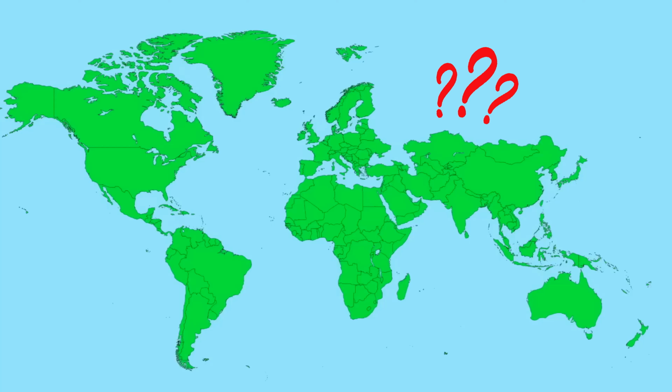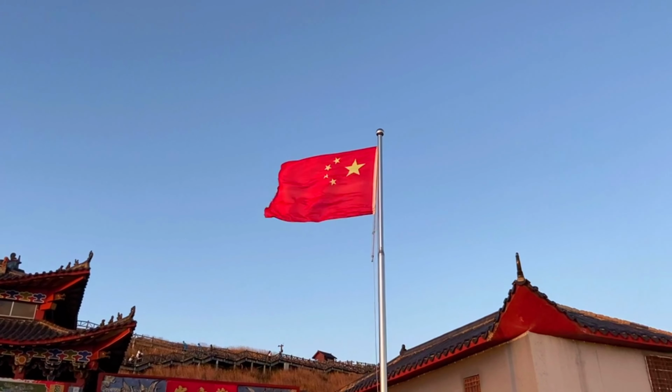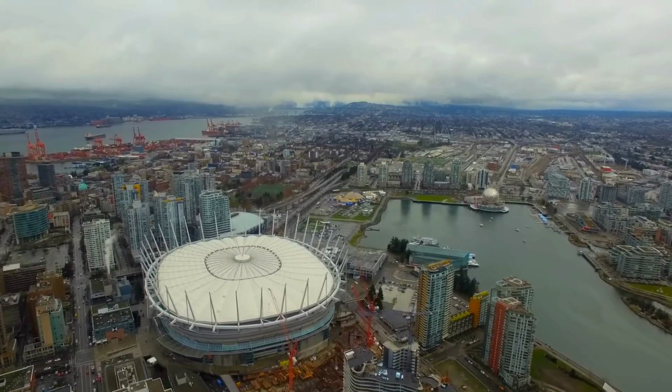Let's begin by removing Russia. This alone creates a massive change, revealing a huge gap in northern Asia. The Caspian Sea is now connected to the world's oceans, with the Arctic Ocean to the north and the Pacific Ocean to the east. China becomes the largest country in Asia, and Canada becomes the world's largest country.